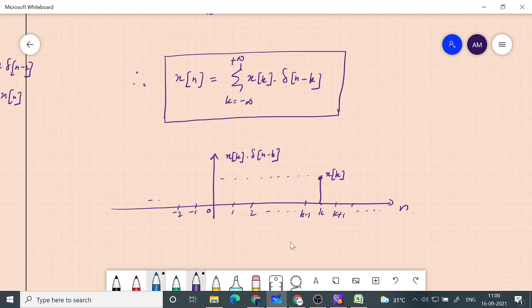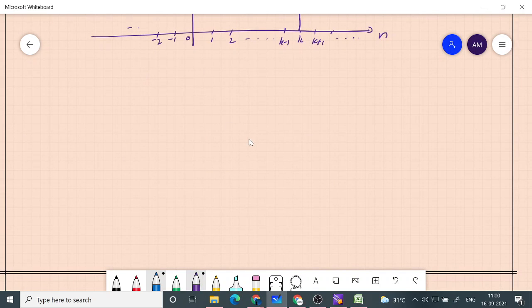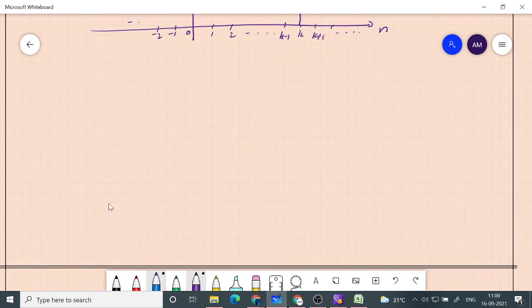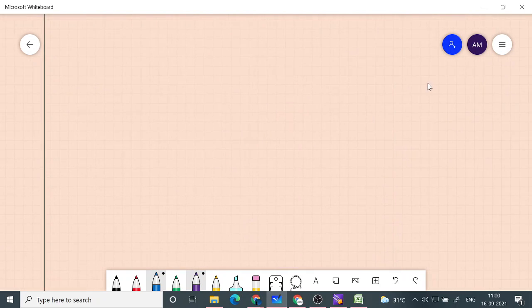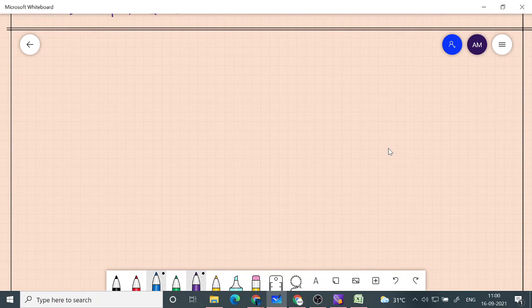Okay, so now let's go to the continuous time domain, where it is slightly more involved. Let me take a new page. The purpose is the same, our task is the same. Let me first start with drawing a function. Right now this is continuous time.